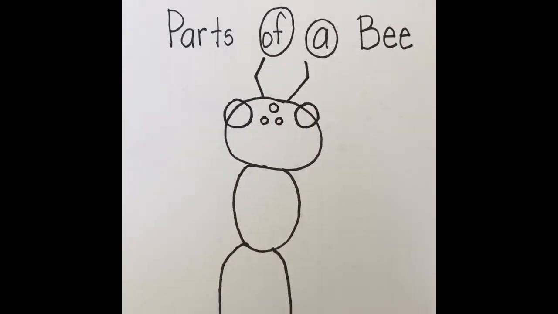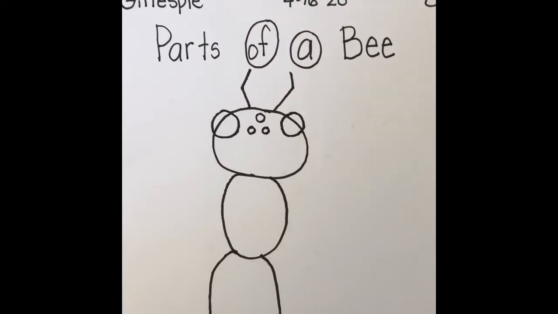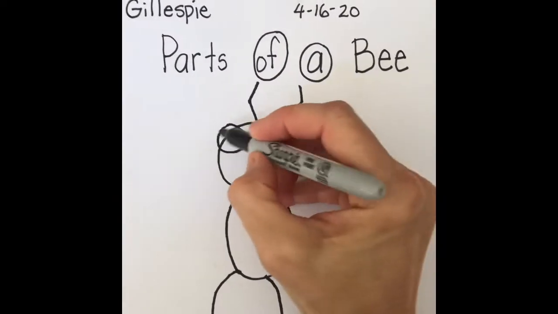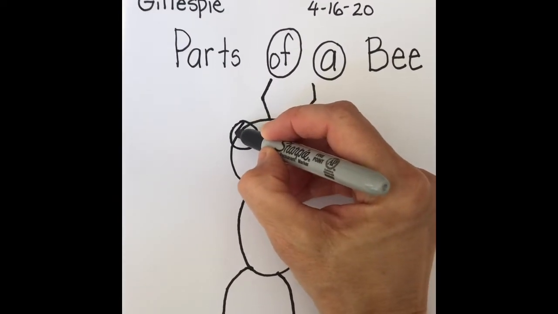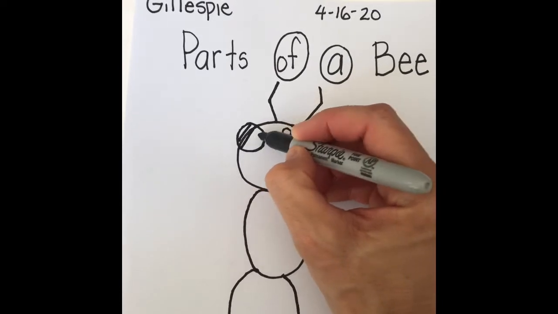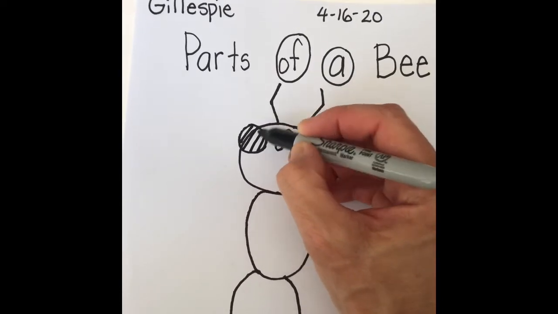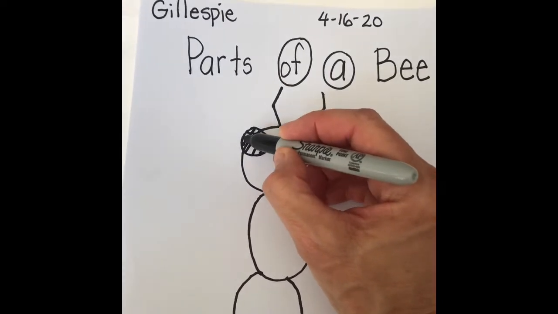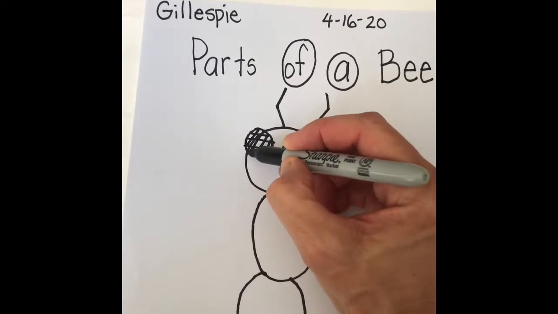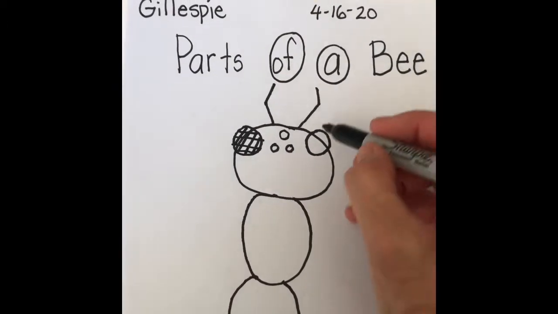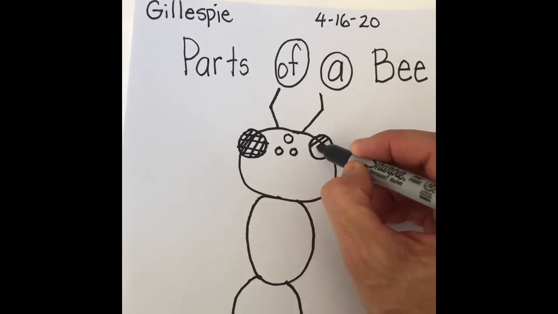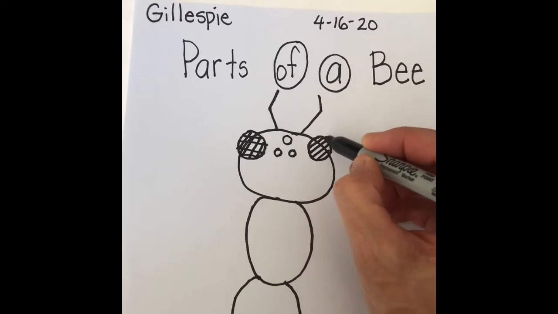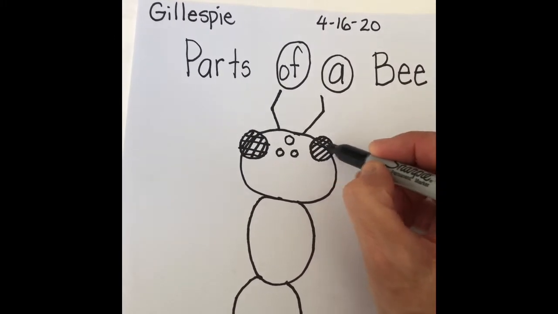Now let's go back to the compound eyes. We can make the compound eyes look realistic by drawing straight diagonal lines down in one direction, and then across the top in another direction. And again, diagonal lines down, and then diagonal lines across.